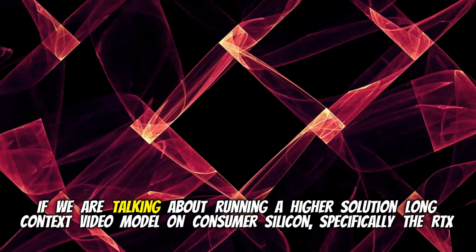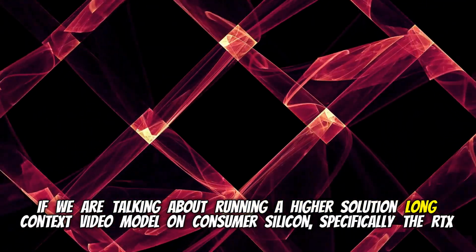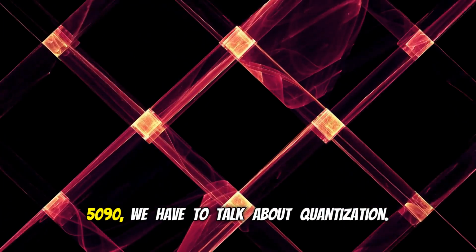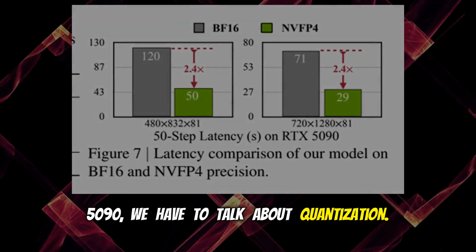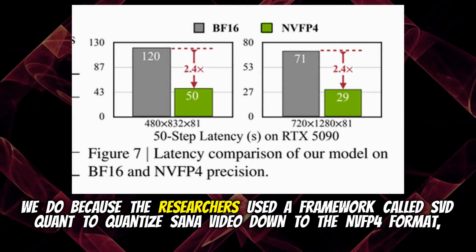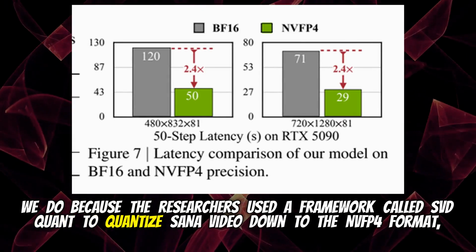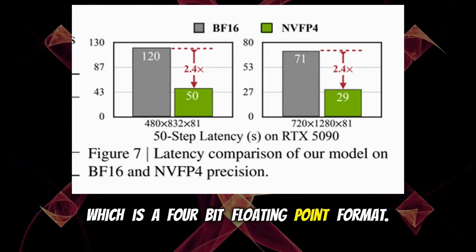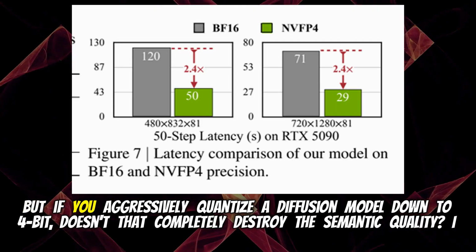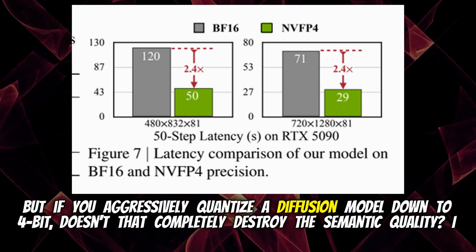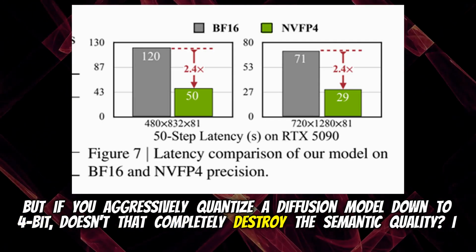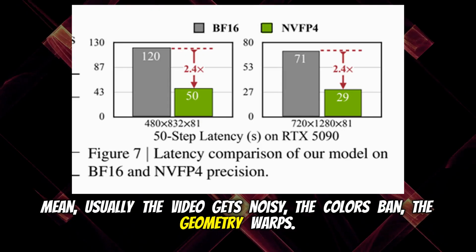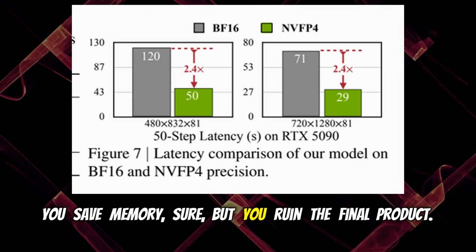Okay, wait. If we are talking about running a high-resolution, long-context video model on consumer silicon, specifically the RTX 5090, we have to talk about quantization. We do. Because the researchers used a framework called SVD Quant to quantize Sana Video down to the NVFP4 format, which is a 4-bit floating point format. Yep, 4-bit. But if you aggressively quantize a diffusion model down to 4-bit, doesn't that completely destroy the semantic quality? I mean, usually the video gets noisy, the colors bend, the geometry warps. You save memory, sure, but you ruin the final product.